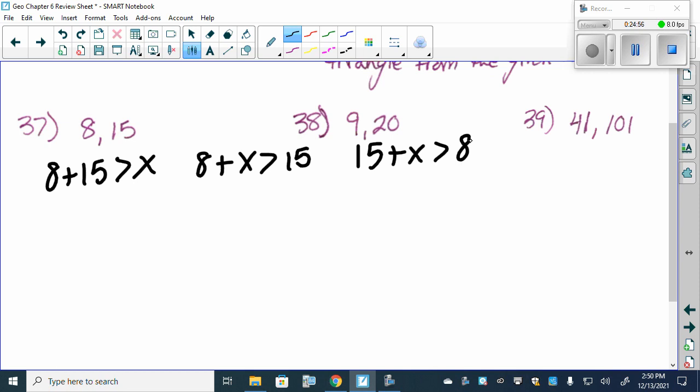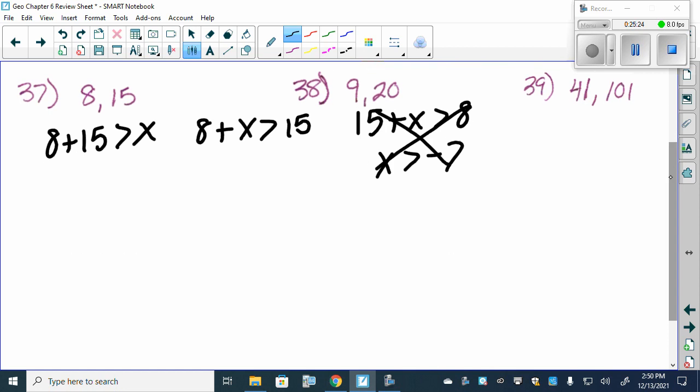Which one of these three statements really won't tell us anything? 15 plus x is greater than 8, because 15 is already greater than 8. If we solved this and subtracted 15 from both sides, it would tell us that x is greater than -7. Well, yes, we're talking about lengths of a triangle. The distance has to be greater than 0. This doesn't tell us anything. So these two are the key points to it.